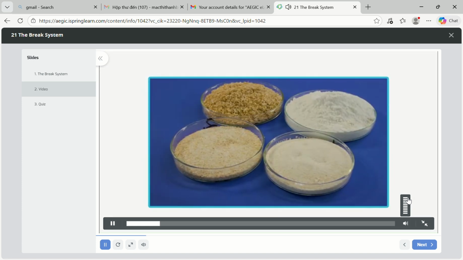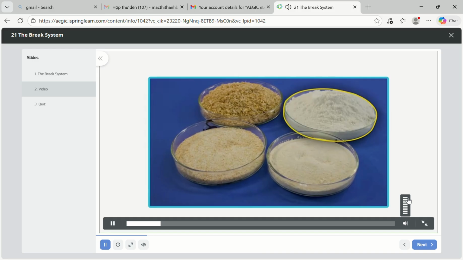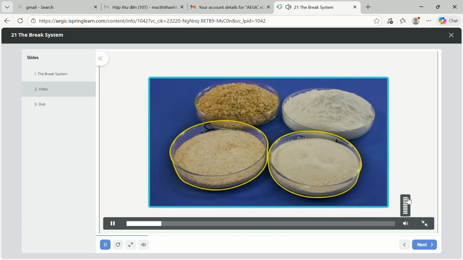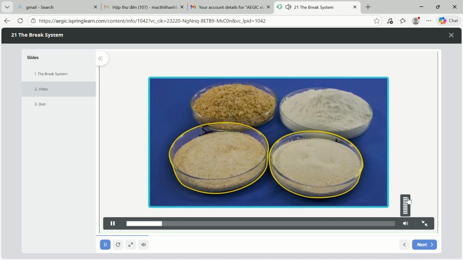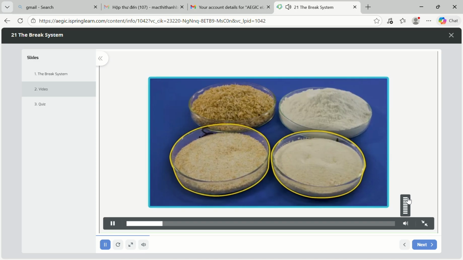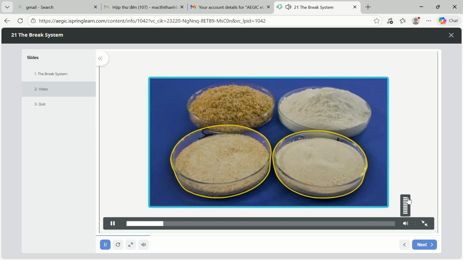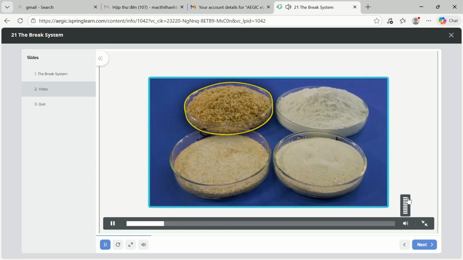The final products of the break system are flour, particles of various sizes larger than flour, consisting mostly of endosperm and some bran, and clean bran.